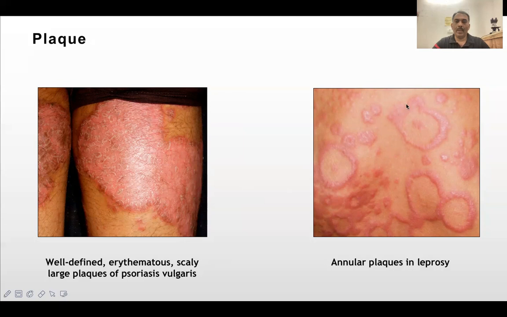These are annular plaques because if you see the boundaries, these have two borders. One is the outer border and one is the inner border. Any structure which is circumscribed and having two borders is called an annular structure. So these are annular plaques seen in leprosy.